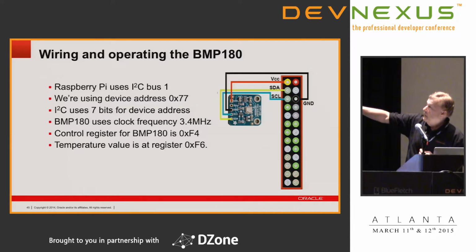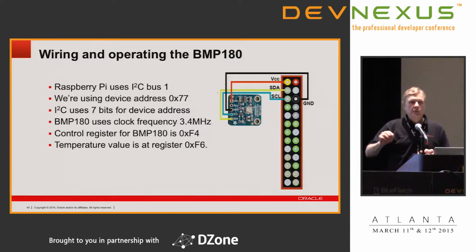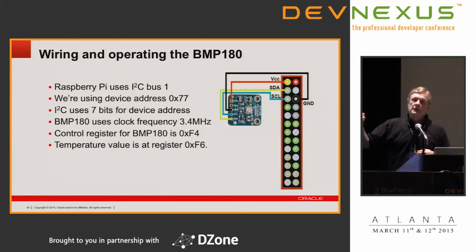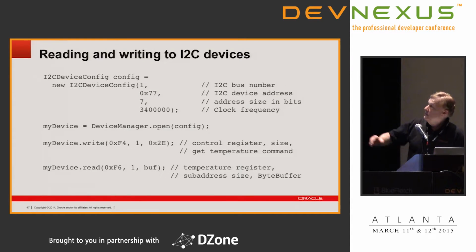And then there's a control register and a temperature value register. The control register is for being able to say, I want the temperature or I want the humidity, so you put that request on the control register. Then if I've said I want the temperature, I'll read the temperature register to find out what the actual temperature is. So here's the wiring for that, and here's some sample code for doing that.